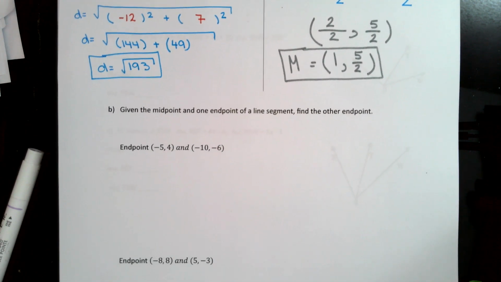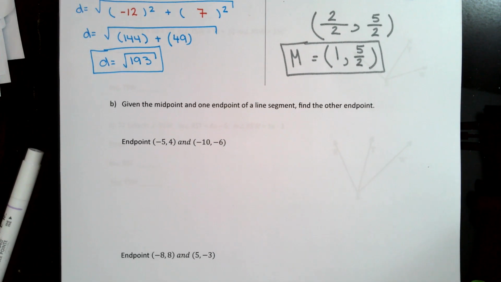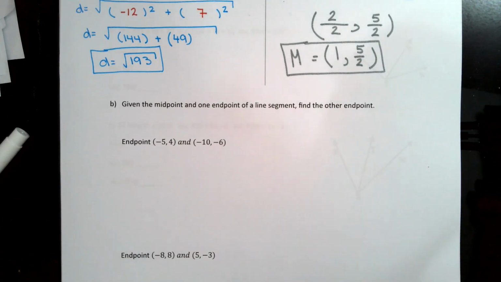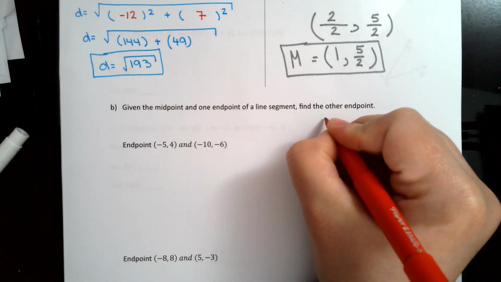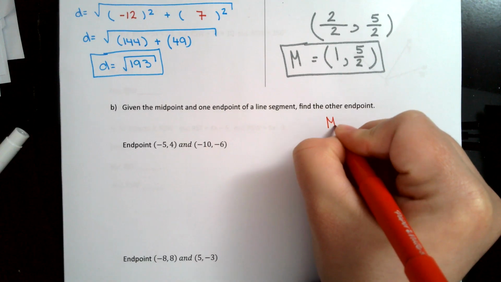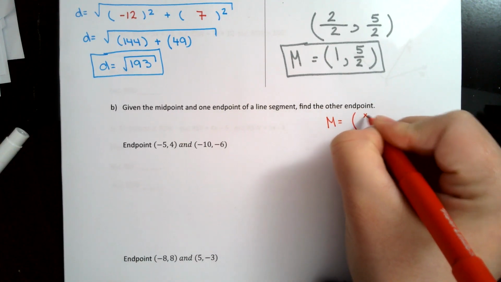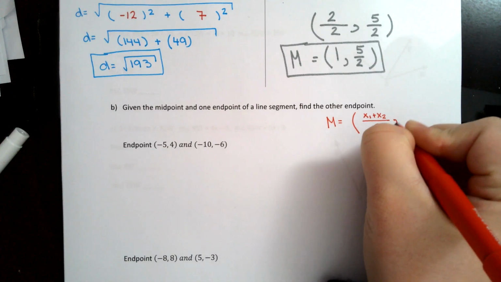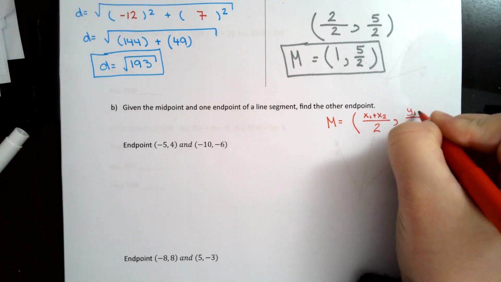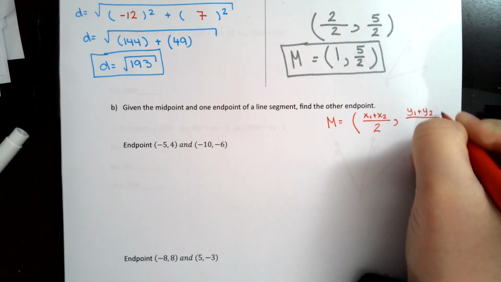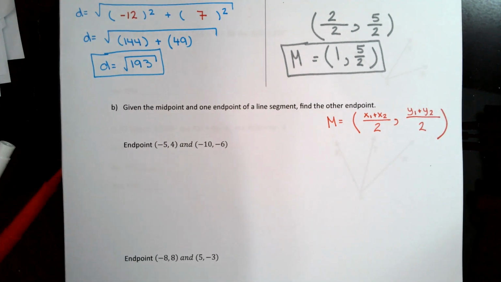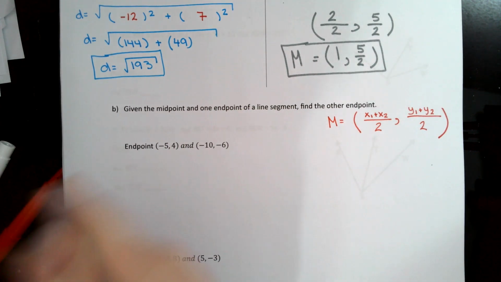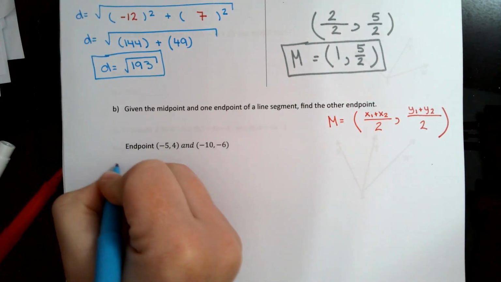All right, given the midpoint and one endpoint, find the other endpoint. Okay, so we're going to pick up this midpoint formula here. I'm going to write it off to the side. Midpoint is equal to, again, x1 plus x2 divided by 2, big comma, y1 plus y2 divided by 2, close it. Now, when you're setting this up, there's going to be 3 things that I want you to write down.